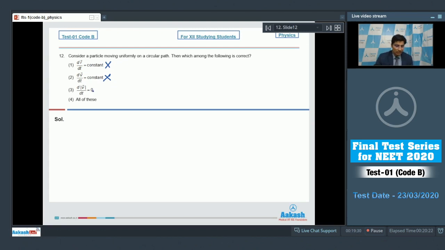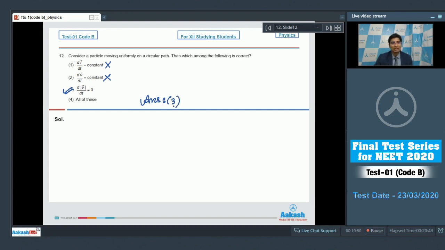Now statement 3 says that the rate of change of speed is constant. This is actually true, because the velocity's direction may change, however its magnitude remains constant, which means the differentiation of the magnitude is 0. Therefore dear students, the correct answer for this question is option number 3.